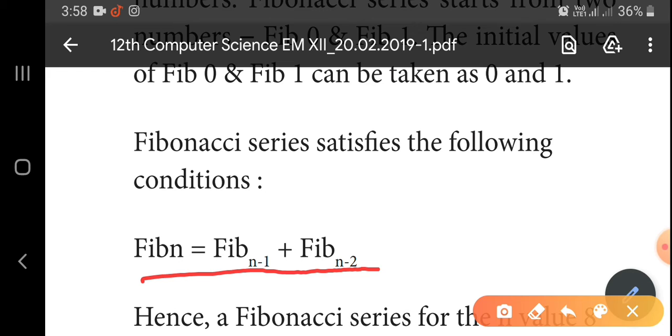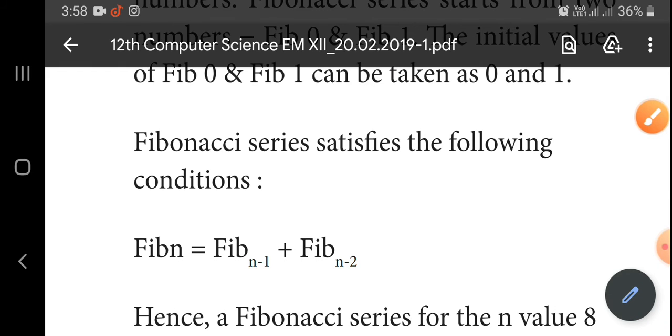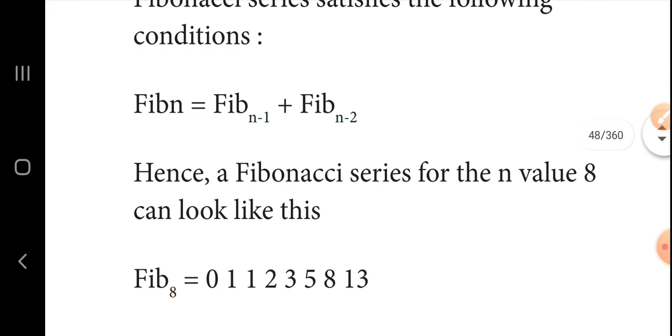So fib of 2 is equal to 1. Like that we can get the value for the Fibonacci series numbers. Okay, so now we can see here the Fibonacci series for the n value 8 can look like this. So your Fibonacci series value is 8. How can we calculate? We know already fib of 0 is 0 and fib of 1 is 1.